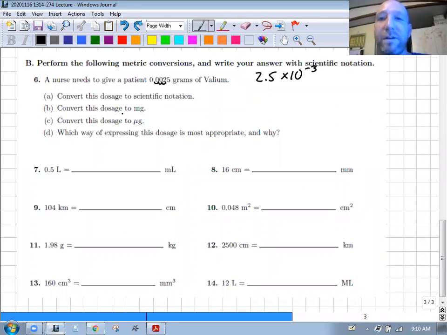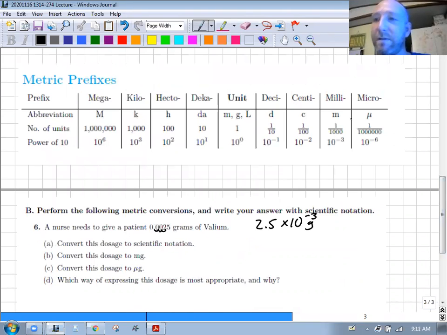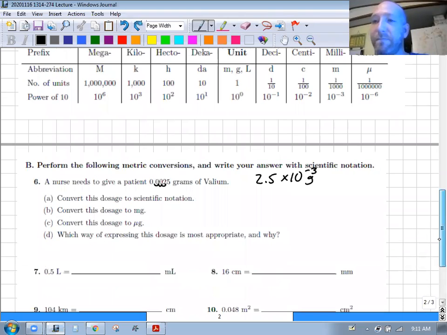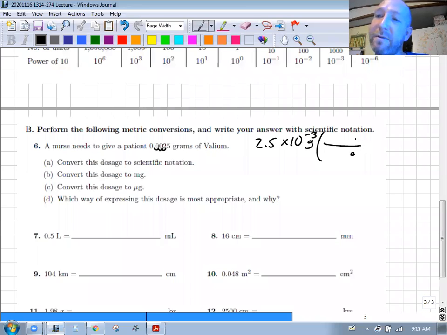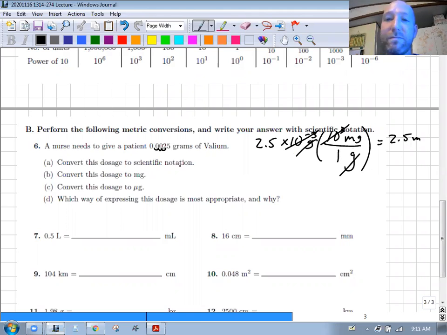Convert it to milligrams. This is grams. So to convert it to milligrams, that's 10 to the negative 3. We need milligrams. There's 10 to the third milligrams per gram, or 1,000 milligrams. That's why it's called milli, like a 1,000. So the grams go away. 10 to the negative third times 10 to the third cancel. We get 2.5 milligrams.